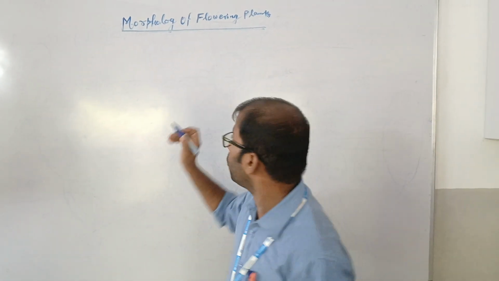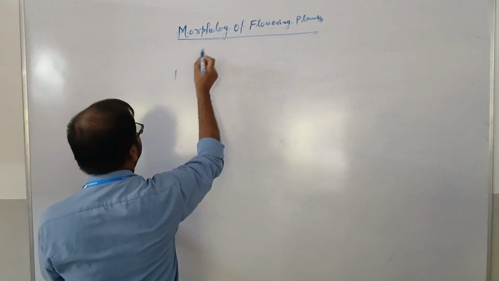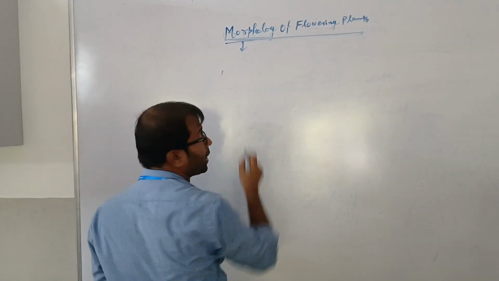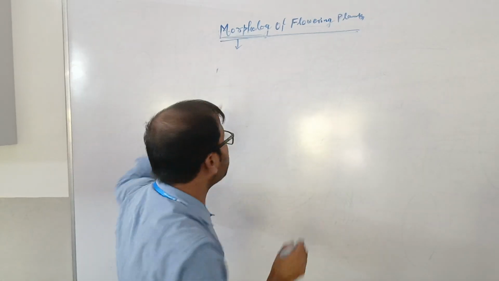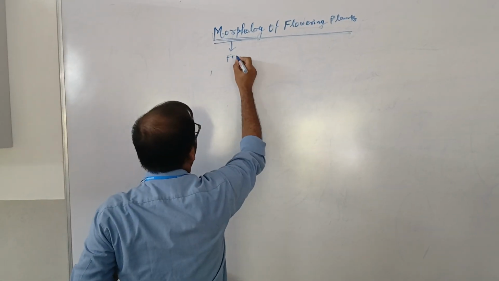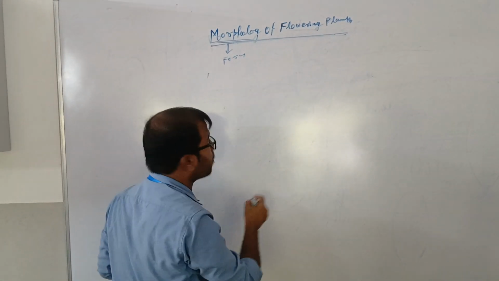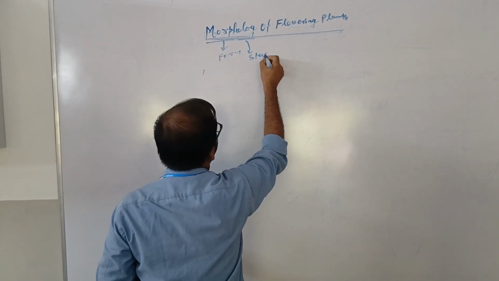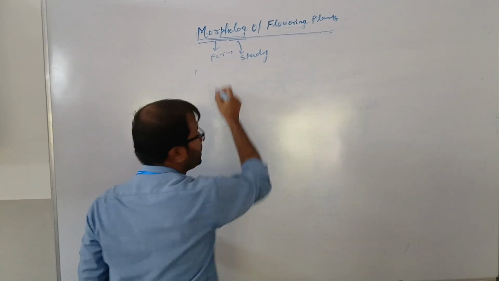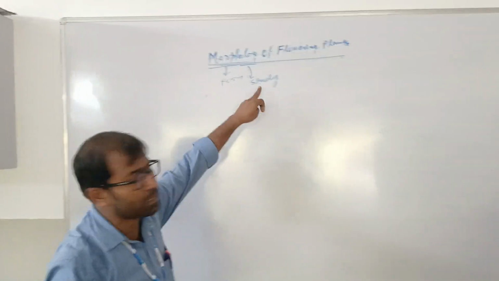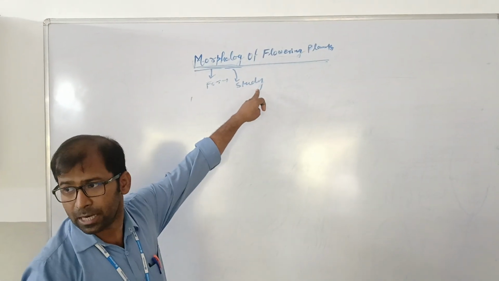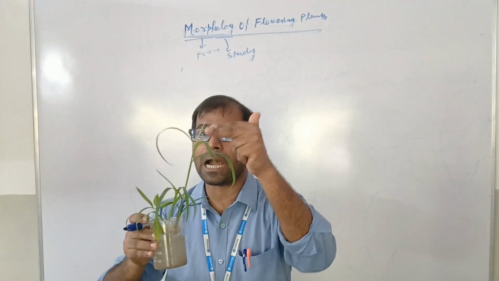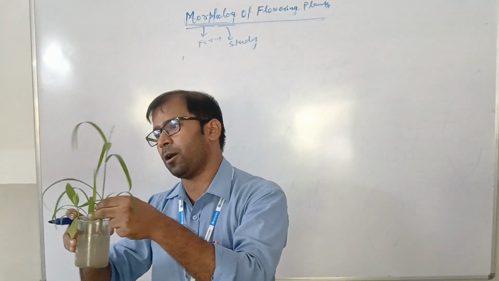What is called morphology? Here I am writing morphology. Morpho, what is the meaning of morpho? Morpho means form, and logy means study. So what is morphology? Morphology means study of the external structure of plants.